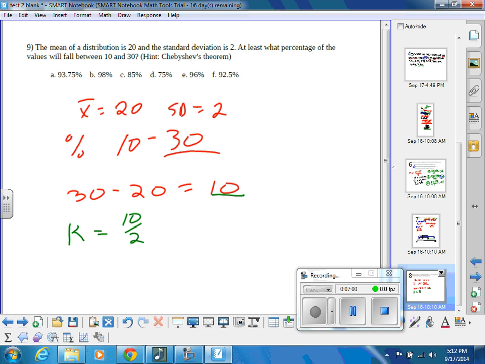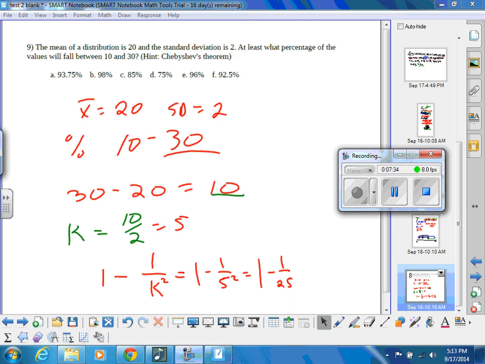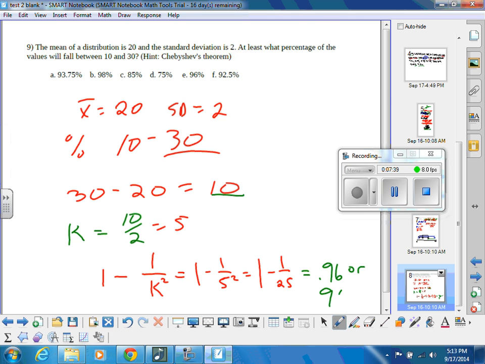Let's do it in standard deviations. This ends up being 5, okay? So I take this number, and my formula is 1 minus 1 over k squared. And so I have 1 minus 1 over 5 squared, which is 1 minus 1 over 25. Now, let me move this out of the way, okay? When I punch this into a calculator, this ends up being 0.96, or 96%.